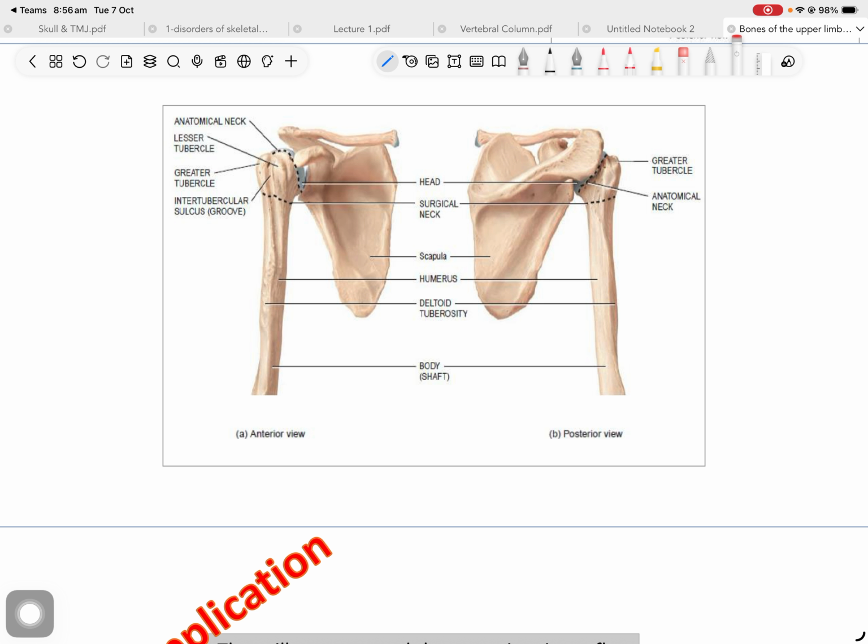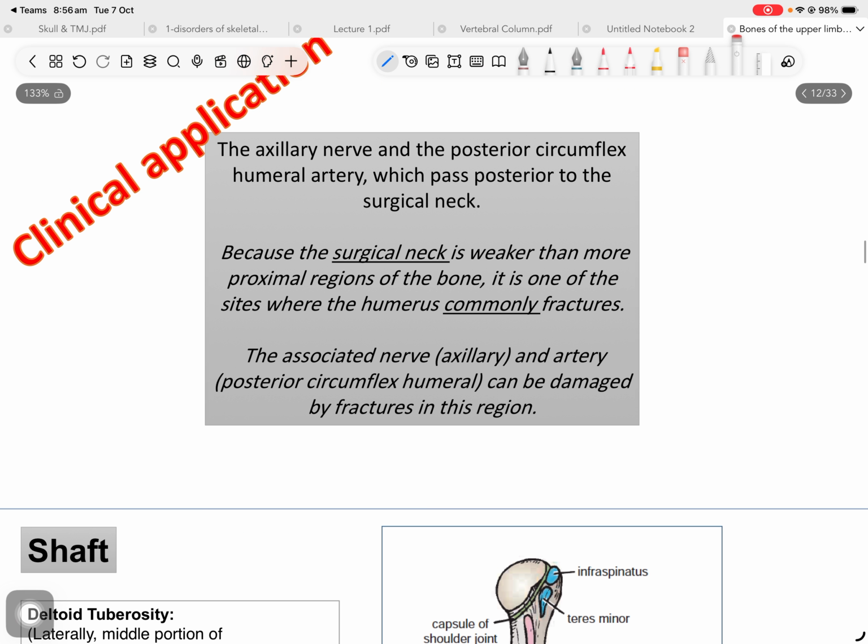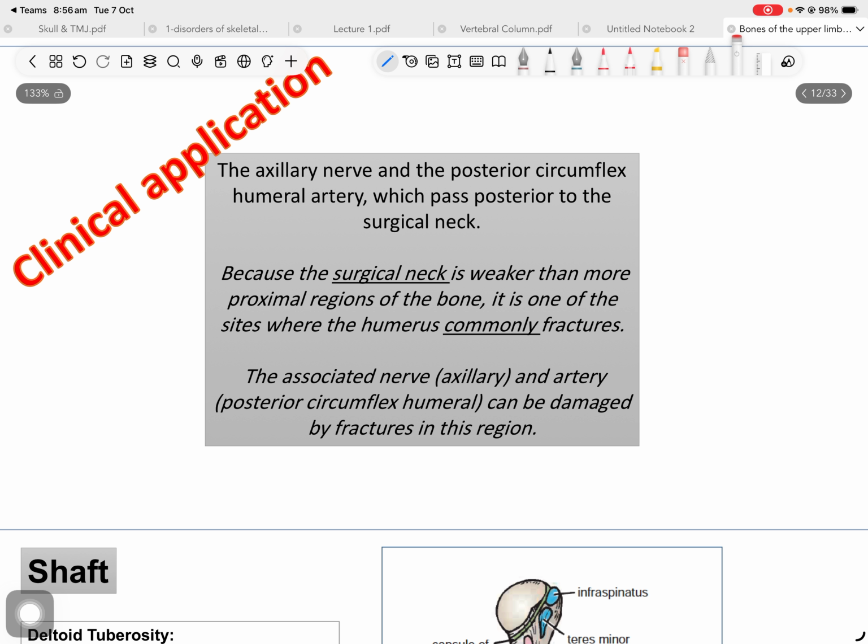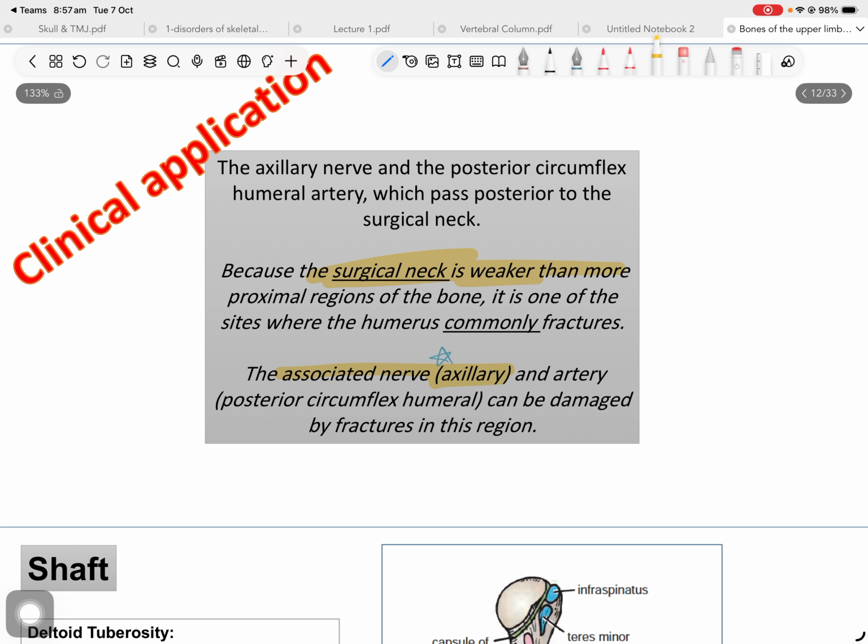And we call it surgical due to the common fractures occurring at this area. So here, clinical application: we said earlier that the surgical neck is a common site of fracture. But why is it important? Because important structures are related to the surgical neck of the humerus, which are the axillary nerve and the posterior circumflex humeral artery, okay?